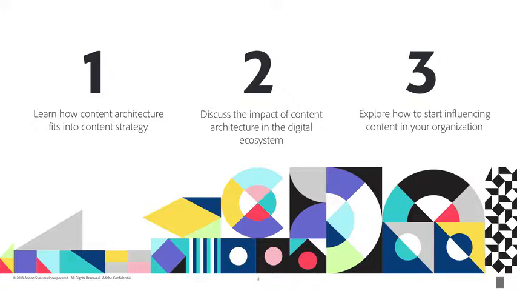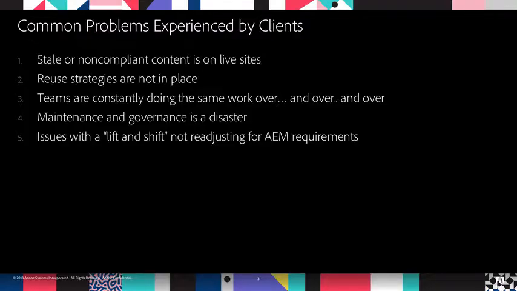To start with, we have a number of customers, and we always see some common problems. Working through this list, we talk about stale and non-compliant content. If you don't have a good content structure or a good content strategy, you're going to find your content residing in a number of different places over your ecosystem. That lends itself to becoming stale. How do you maintain it? How do I change it? You don't have a single source of truth.